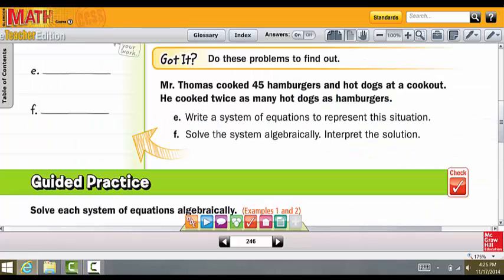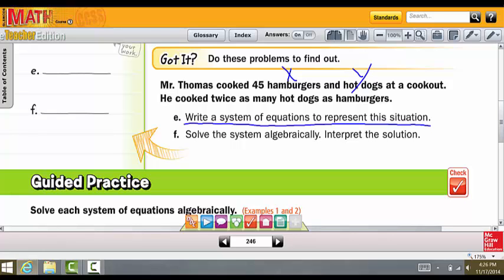Let's take a look at letter E. We have two statements here. Mr. Thomas cooked 45 hamburgers and hot dogs at a cookout. So we have hamburgers and hot dogs. I'm going to let hamburgers equal x, and I'm going to let hot dogs equal y. So our first thing, we are supposed to write a system of equations to represent the situation, which means we need to come up with two separate equations.